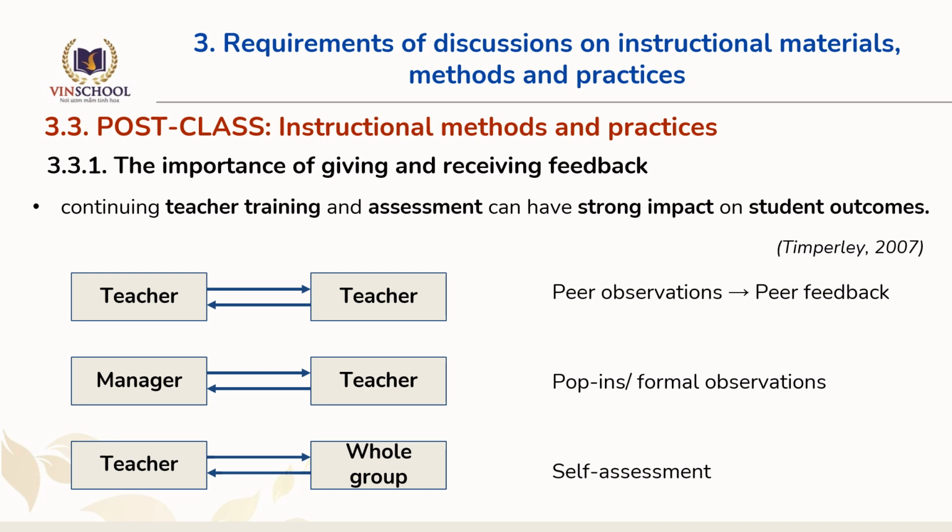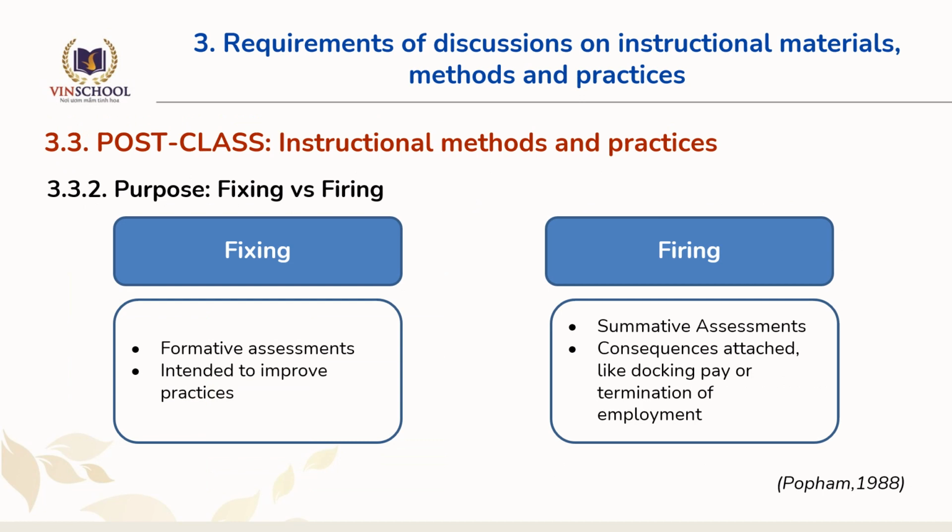But in the scope of this training video, we will only focus on the types of assessment and feedback outlined by the VinSchool Classroom Observation rubric, peer observation, manager observation, and teacher self-assessment and reflection. The first, and unarguably most important aspect that we need to keep in mind when discussing teaching performance during faculty meetings is actually the purpose of these discussions.